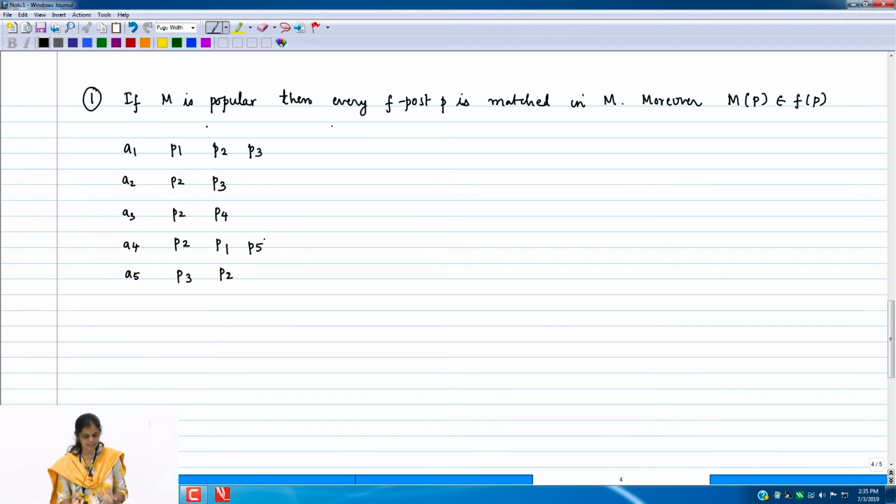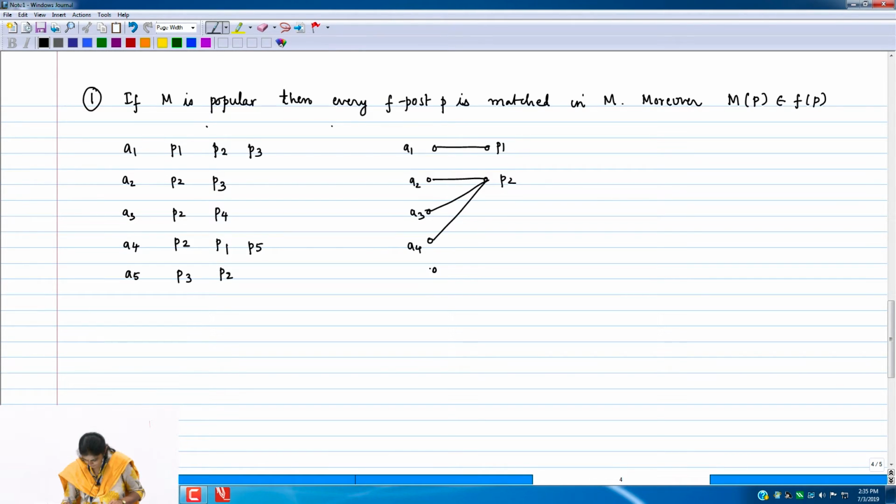So if this is my instance, I know that I should add these edges: A1 P1, A2 P2, A3 P2, A4 P2, A5 P3, right? These are interesting edges. I do not know which amongst these is going to get matched, but these are interesting edges.